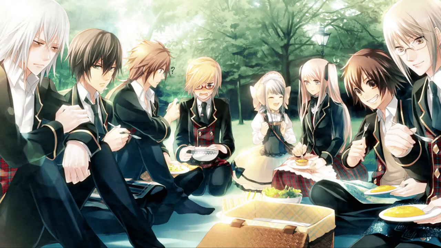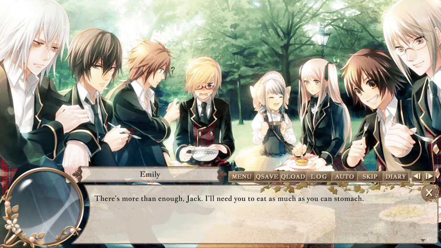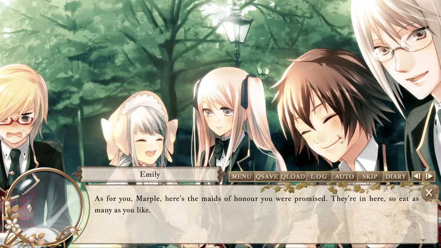Ah, this picture again. One by one, I'd taken out the lunchboxes from the basket Pendleton had prepared for me. There's more than enough, Jack. I'll need you to eat as much as you can stomach. A typically cold response, but he didn't leave, which I considered enough of a success.